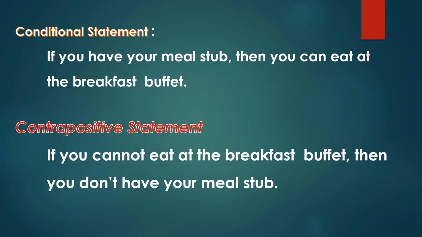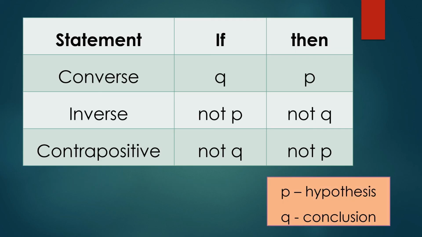The next table will help you to remember the difference of the three statements. Remember that the conditional statement denotes if P, then Q. Therefore, we have for the converse, if Q, then P. Inverse, if not P, then not Q. Contrapositive, if not Q, then not P.